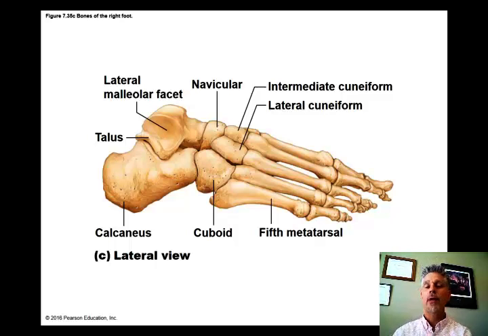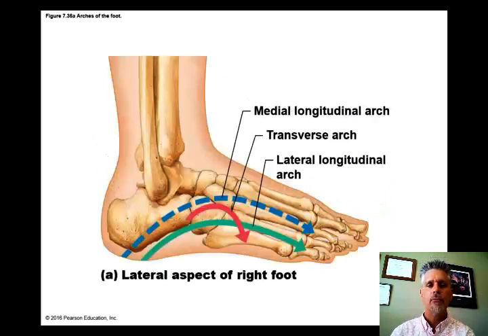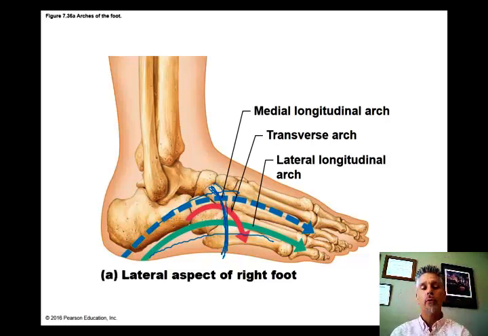Now these bones, you see they're not all flat, unless you have flat feet. They form different arches. So you can see there are longitudinal arches on the lateral side and on the medial side, and then there's a transverse arch that goes across this way. So these bones help to hold that in place.